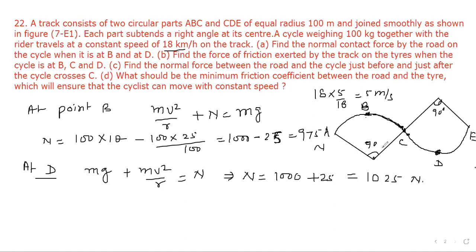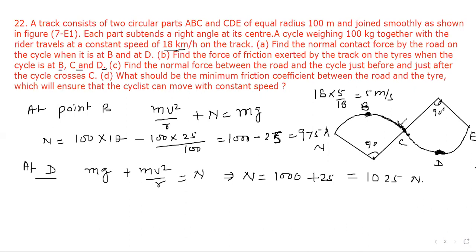Now consider part second, part B. Here, find the force of friction exerted by the track on the tires when the cycle is at B, C, D. At point B and at point D, this is the lowest point, this is the highest point. At these points, there is no chance of slipping. So friction will be 0, but at point C, friction will be there. So let's find out what the friction is here.